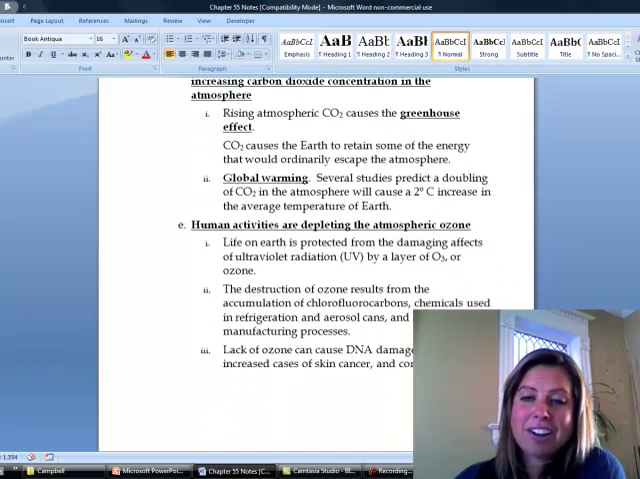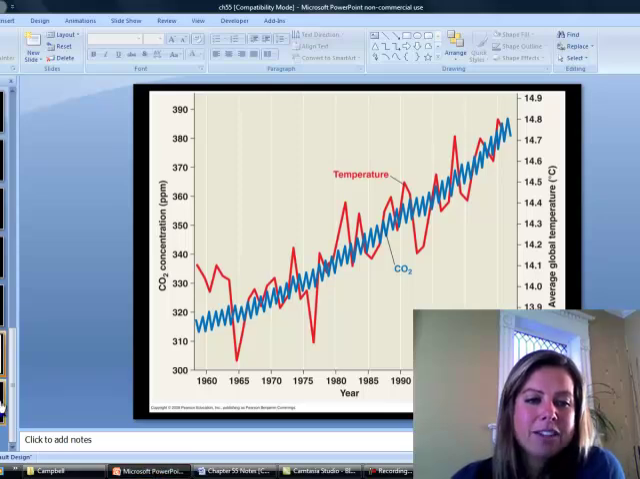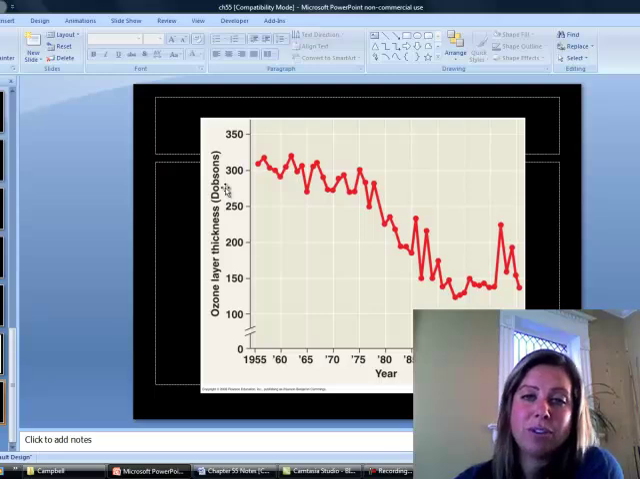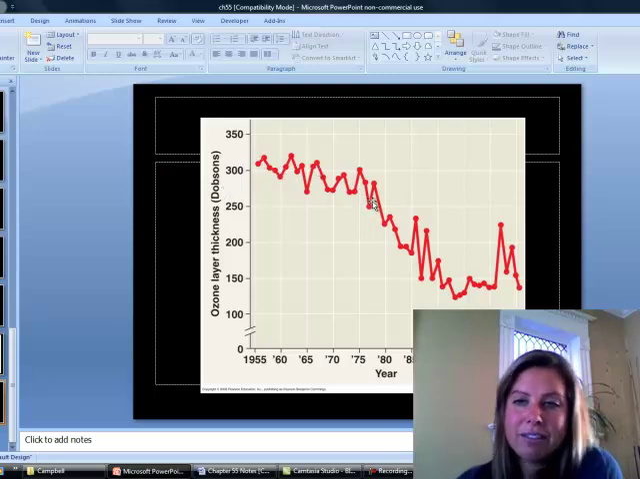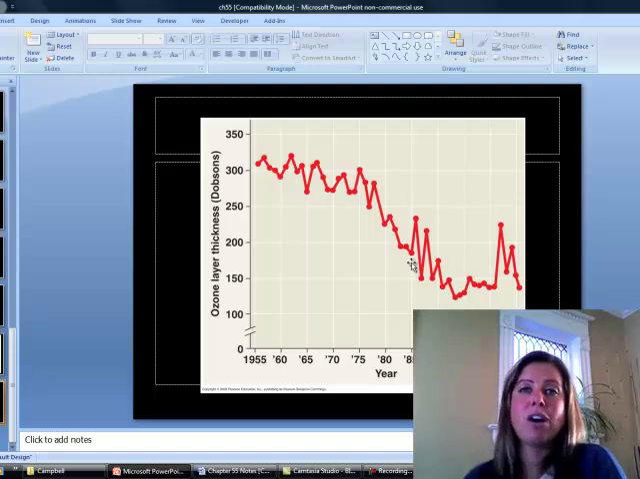The last thing we're going to talk about is that hole in the ozone layer. So this graph is showing the thickness of the ozone layer, and you can see that it was nice and thick. And then around the late 70s, early 80s, it started to really, really get thin. The reason for that was because of a chemical called chlorofluorocarbons, or CFCs. And that was found in refrigerants and aerosol sprays and that type of thing.